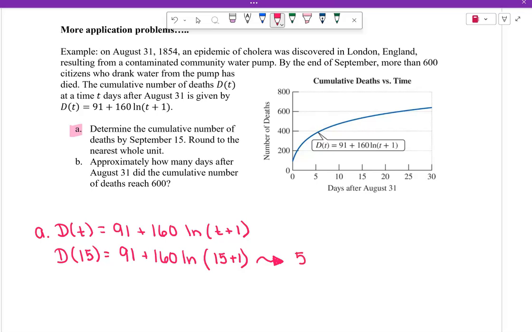So we would have about 534.6 deaths. So we'll say 535 deaths. And if you look, that looks like it could be about right.